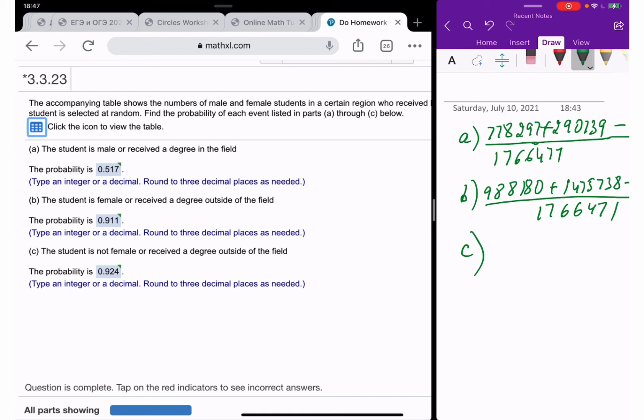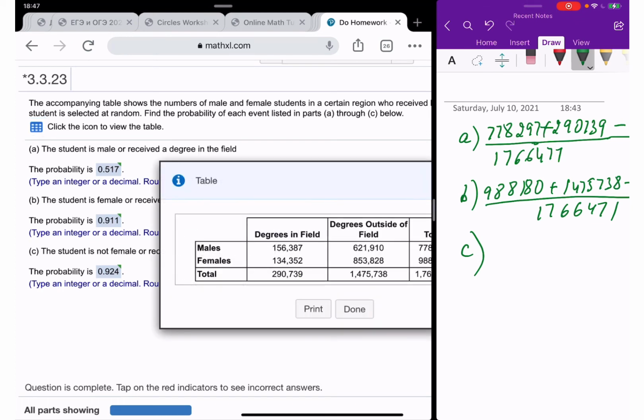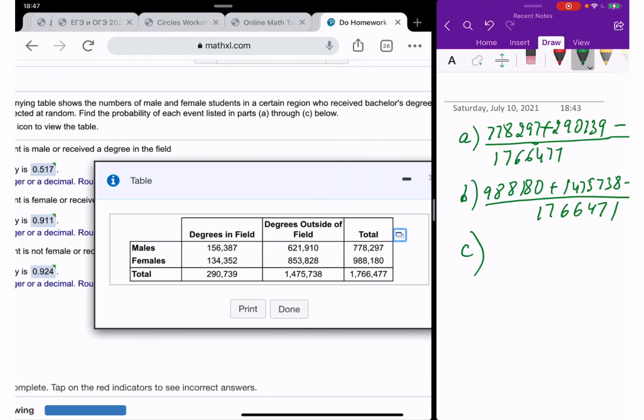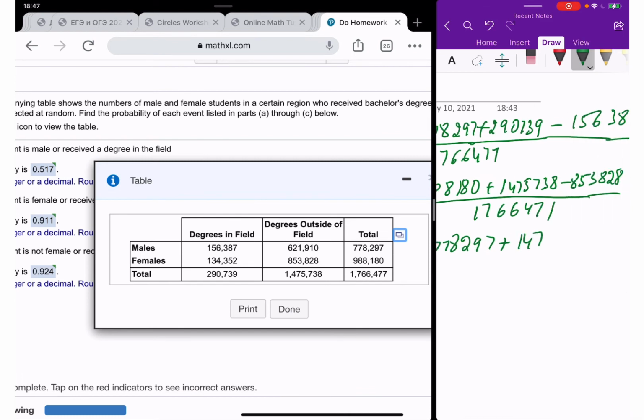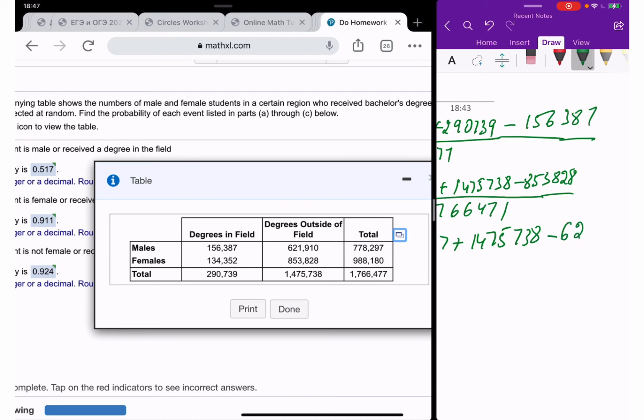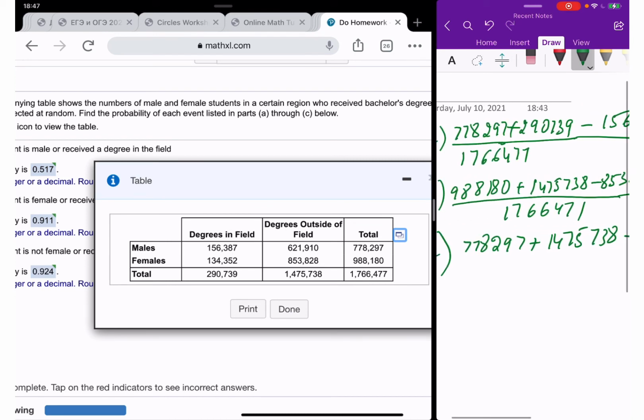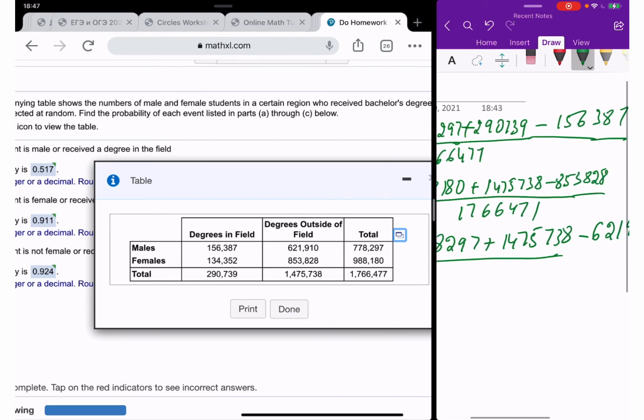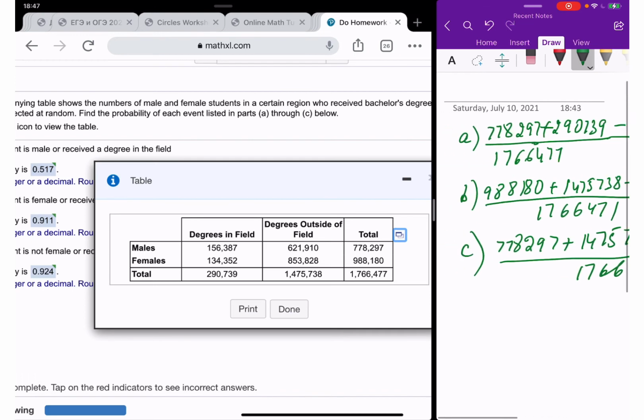The student is not female or received degree outside of field. So not female, we have only one choice left, which is male, which is 778,297, plus outside degree, it's going to be 1,475,738, and minus the intersection between male and outside degree, minus 621,910, and all this we are dividing by the grand total, which is 1,766,477.